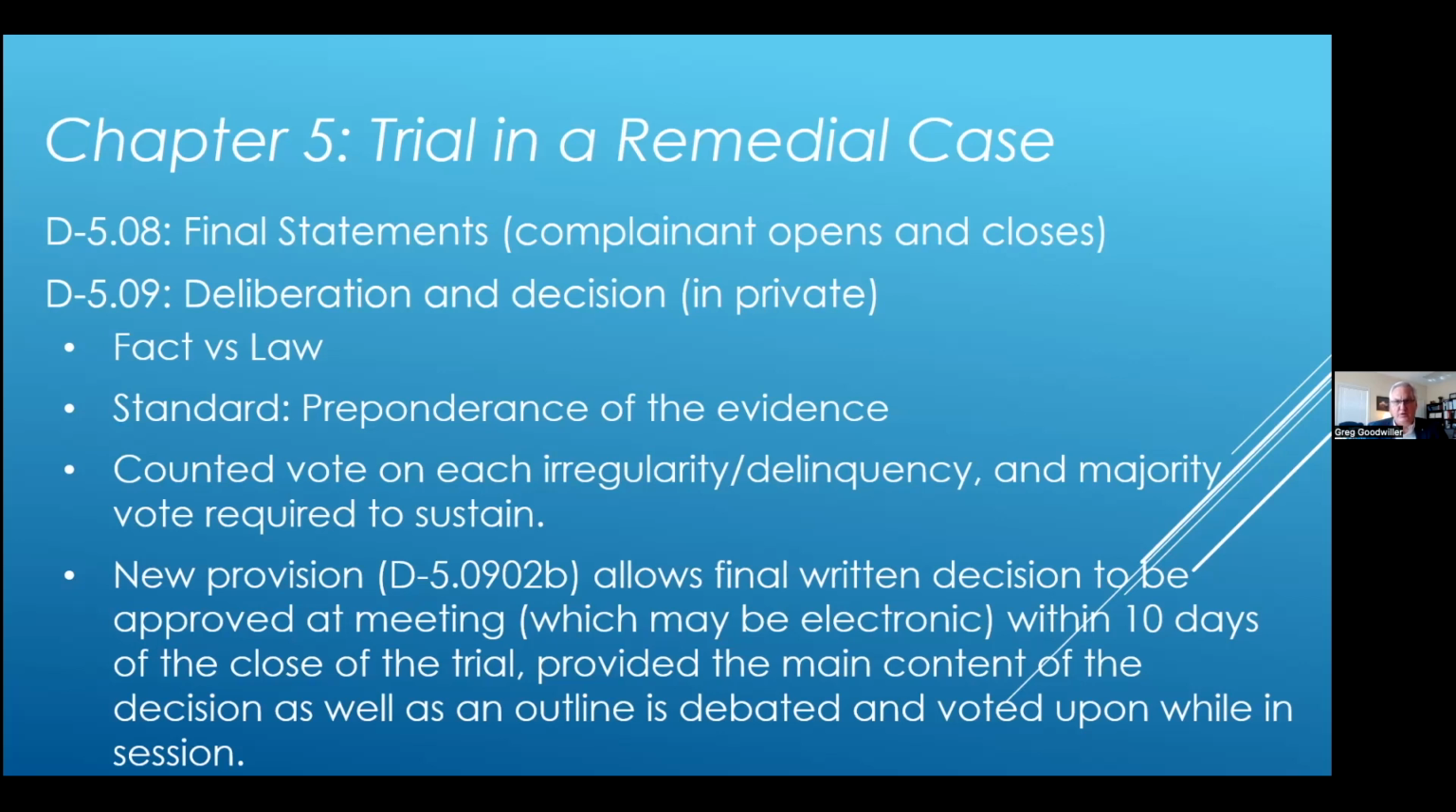So if you know what you're going to do, you've taken all the votes, you've got an outline of what the decision is going to look like, you can now adjourn, go home, and meet within 10 days to do the final wordsmithing. Communicate it a little by email, get it right, then have a meeting and approve it. There are some PJCs that were doing that anyway, but it wasn't technically legal until we now have it in the book.